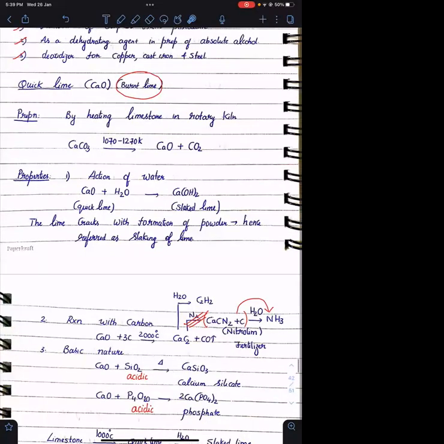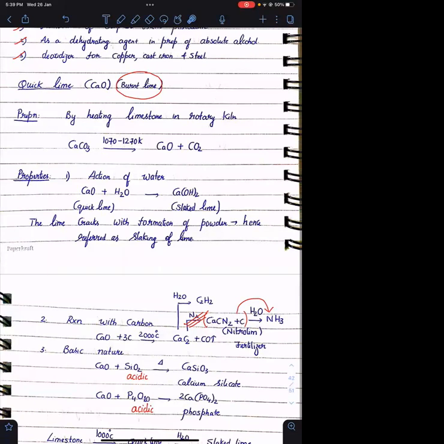Okay, next, quick lime, which is also called as burnt lime. The preparation method is heating limestone, which is CaCO3. CaCO3 को heat किया तो आपको CaO और CO2 मिलेगा. ये जो particular reaction है, heating of CaCO3, have we discussed any preparation method which involves this reaction? Anyone? Do you remember any preparation method of any other compound which involves heating of CaCO3?